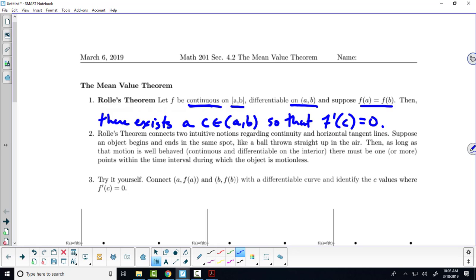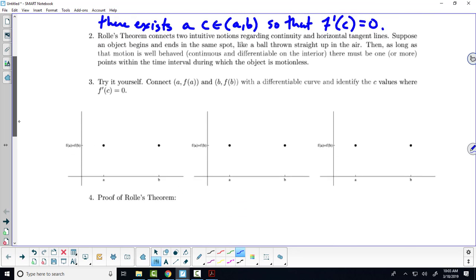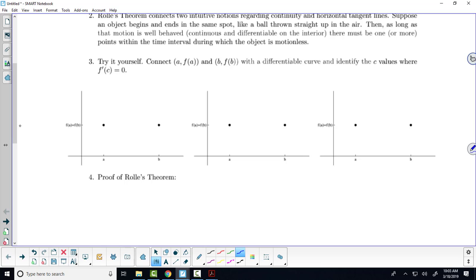And if you go back to that example of the ball going up and coming back down, there was a point where the derivative was 0. That's not unique to that one physical phenomenon. So let's try and convince ourselves that this is true. Connect these two points. Here's the ordered pair a comma f of a. Here's the ordered pair b comma f of b, and just try to find a way to connect the two. Now, there are two conditions. You can't have any cusps, corners, or vertical tangent lines, because we said it had to be differentiable on the interior. And it has to be continuous.